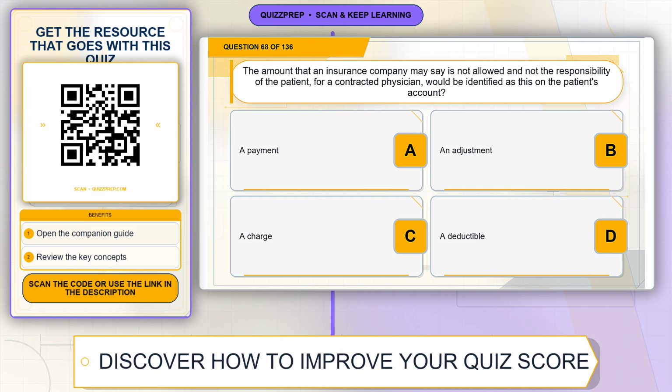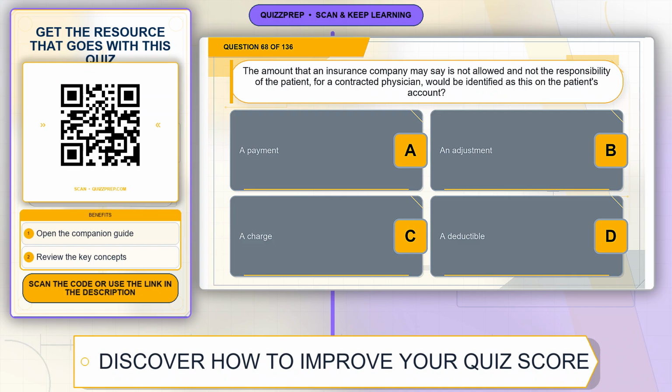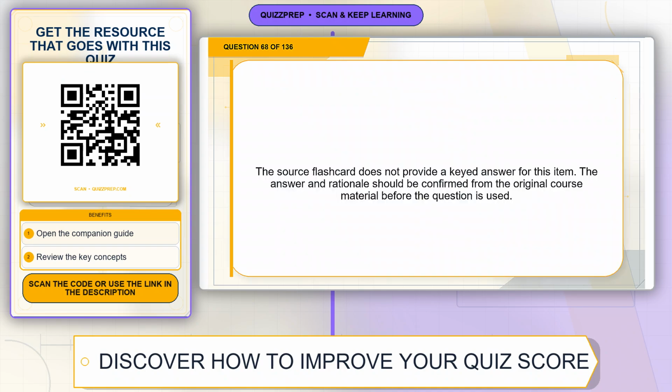Question 68. The amount that an insurance company may say is not allowed and not the responsibility of the patient, for a contracted physician, would be identified as this on the patient's account. Option A, a payment. Option B, an adjustment. Option C, a charge. Option D, a deductible. The correct answer is not shown. Explanation: the source flashcard does not provide a keyed answer for this item. The answer and rationale should be confirmed from the original course material before the question is used.